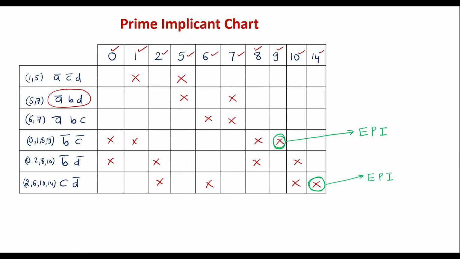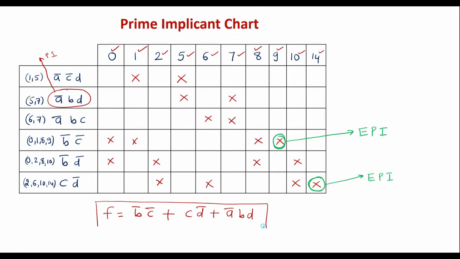So here A bar B D is a prime implicant, but it is not an essential prime implicant. Now therefore I can write the final simplified Boolean expression as F is equal to, first we write the essential prime implicants: the cross mark belongs to this row, that is B bar C bar, plus we have another essential prime implicant, that is C D bar, and here we have another prime implicant, that is A bar B D. So this is the simplified Boolean expression, and this is solved using the Quine-McCluskey method.